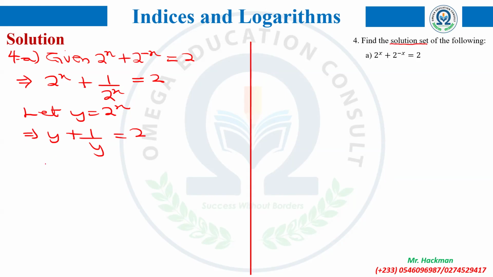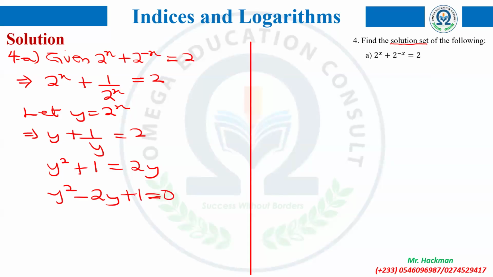So y times y will give us y squared. Plus the 1 over y times y, the y will cancel, so I will get 1. It's equal to 2 times y, 2y. Obviously a quadratic equation in y. So I will move this to the side. I'll get y squared, followed by my y term, which I'll bring here to become negative 2y. Then I'll keep my 1 is equal to 0.